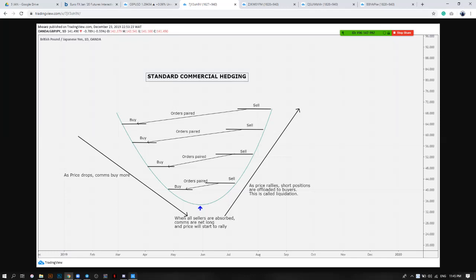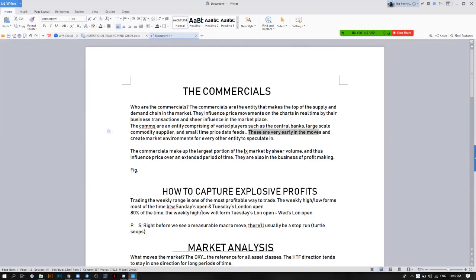All right, perfect. So now, how to capture explosive profits. Trading the weekly range is one of the most profitable ways to trade.